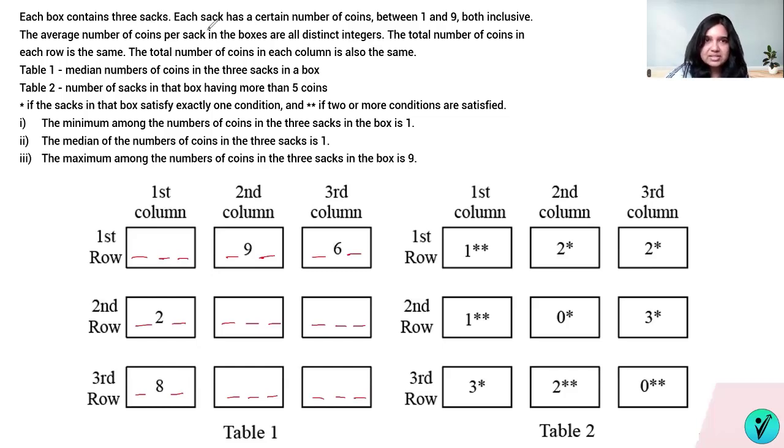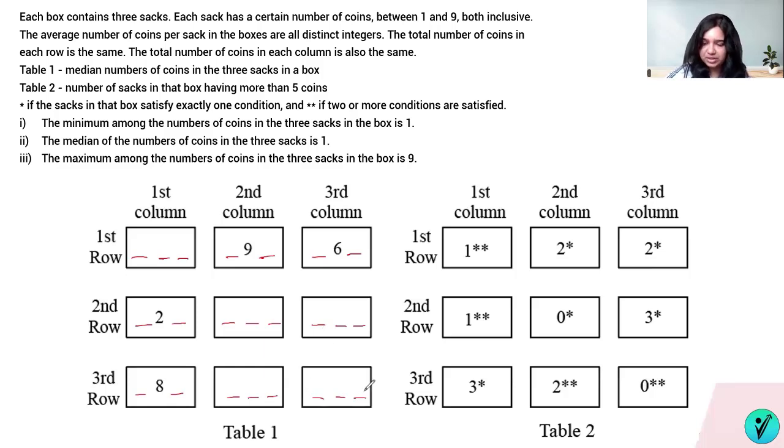So each box contains 3 sacks. Each sack has a certain number of coins between 1 and 9, both inclusive. The average number of coins per sack in the boxes are all distinct integers. The averages are distinct. Now, when we talk about the average of 3 numbers, you're going to do this plus this plus this, and it should be divisible by 3 because they want them to be integers, right? And they want them to be distinct as well. That means the additions should be a multiple of 3. So I can have 999 or I can have 111, etc. Everything that can be divisible by 3 because I want them to be integers. Now, what is the largest that you can have as a sum over here? I can have 9 plus 9 plus 9, which will give me 27.